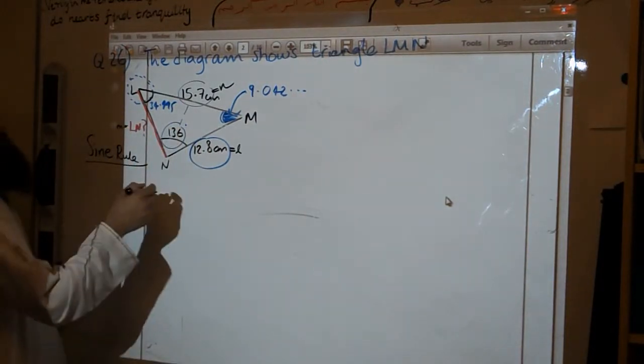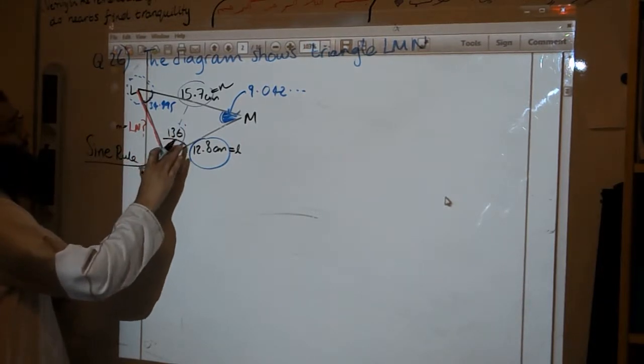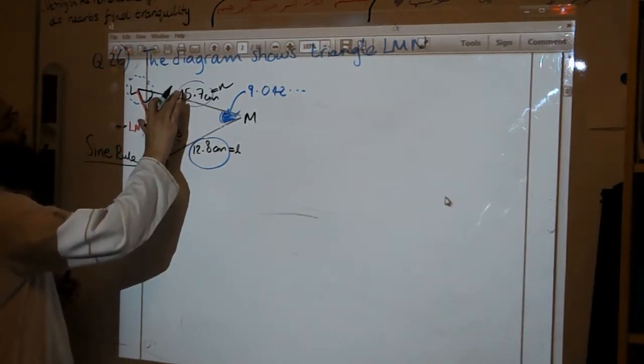Okay, now let's get rid of these lines here. These are extra now, surplus requirements.